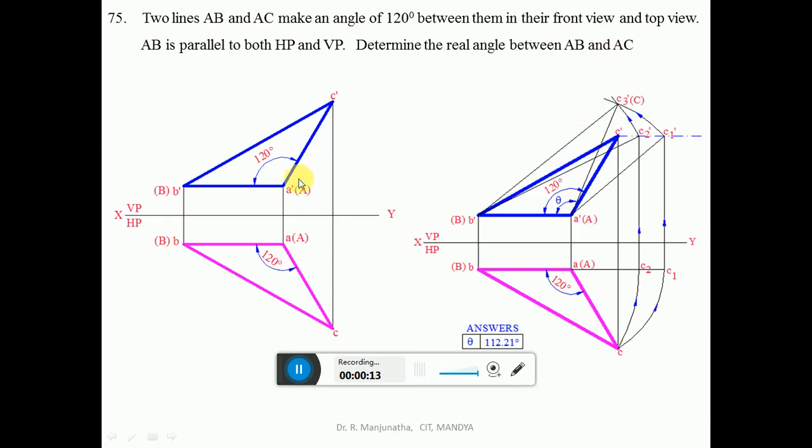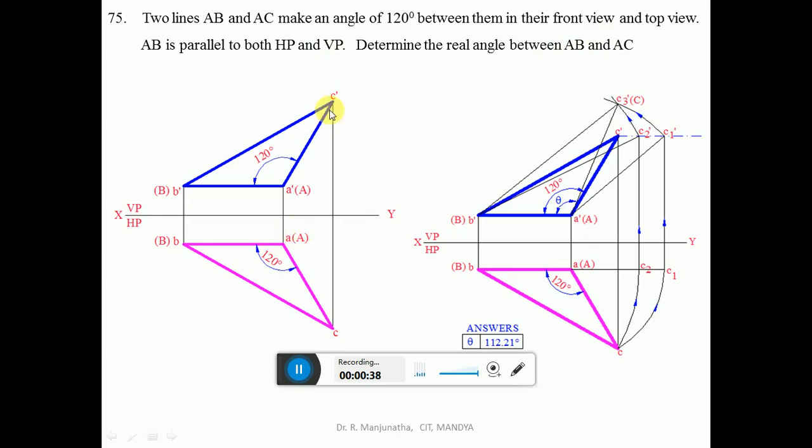So here, two lines, capital AB and AC. That means he has given the true length. They make an angle of 120 degrees between them in their front views and top views. Capital AB is parallel to both HP and VP. Determine the real angle between them. Real angle means the true angle between AB and AC.